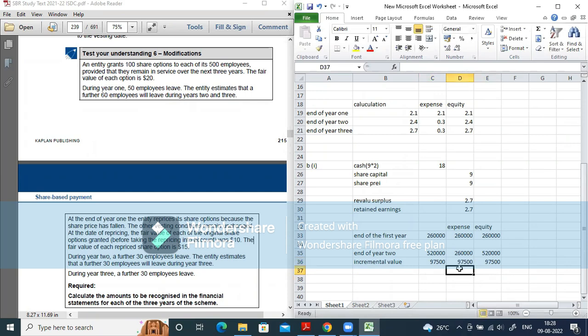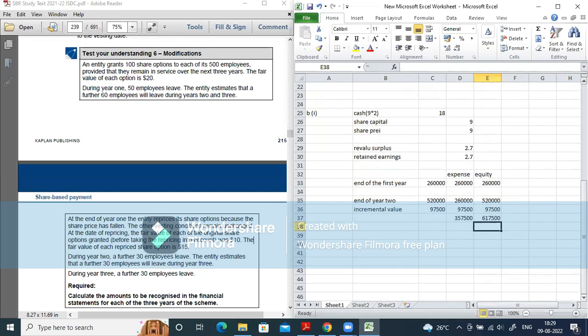So after adding the incremental values, the final value is 2,60,000 plus 97,500. Similarly, equity will be 5,20,000 plus 97,500. Is that clear? Considering the incremental. Any question, participants? Is that clear?